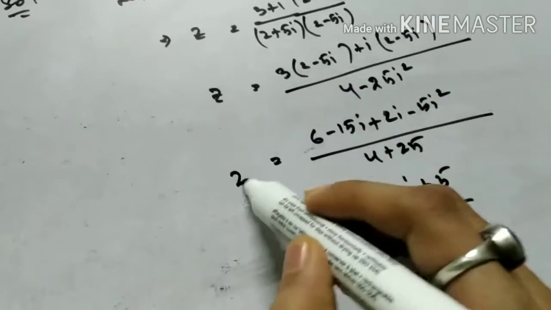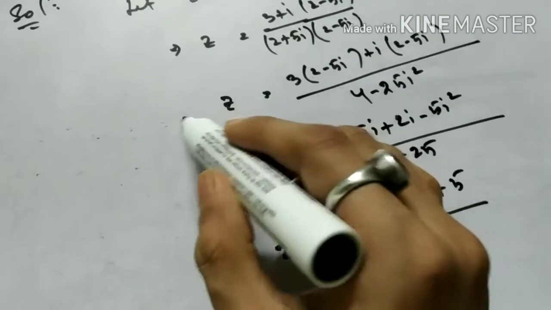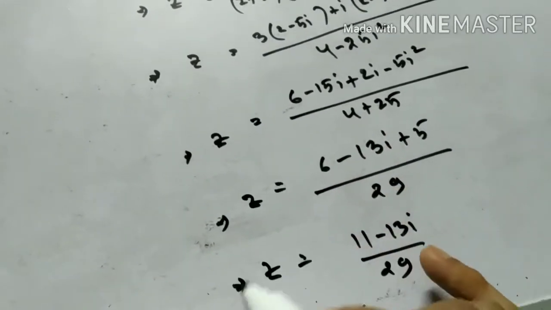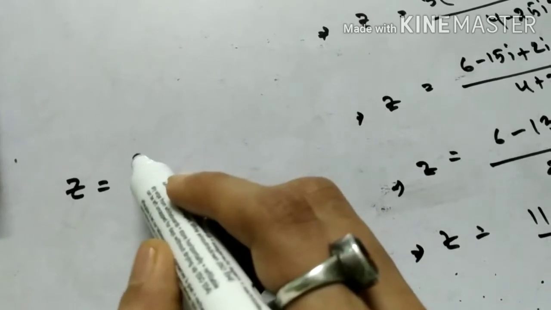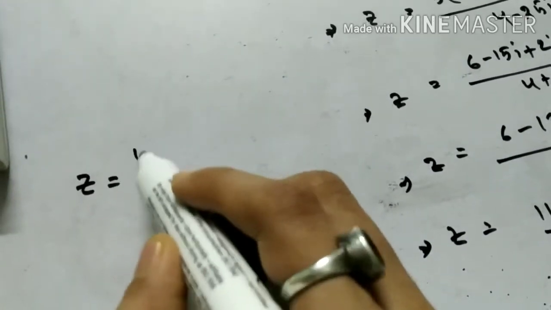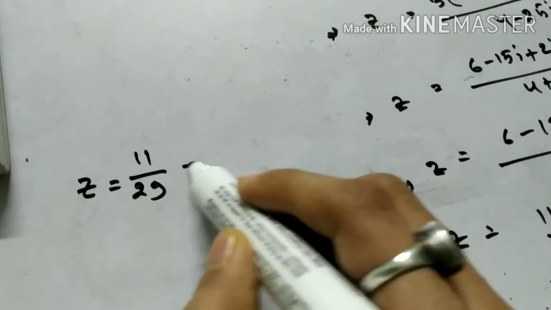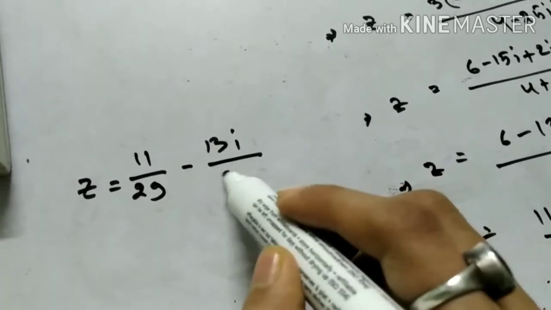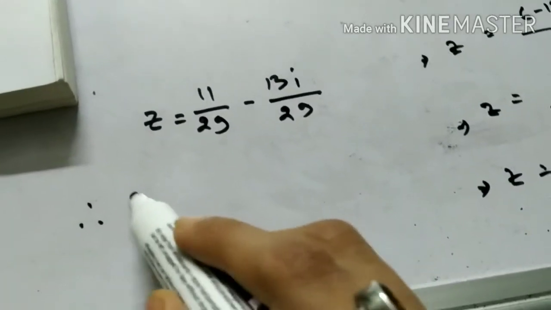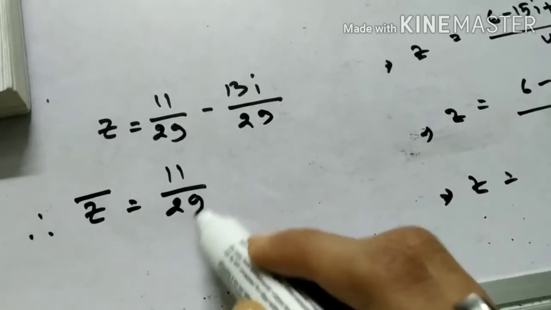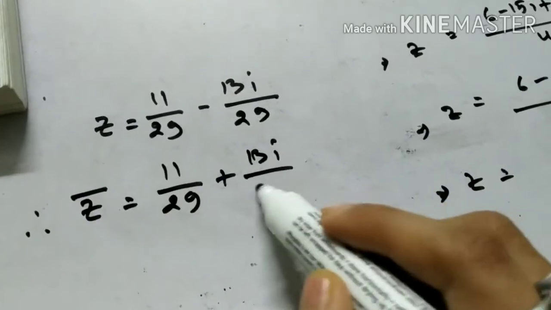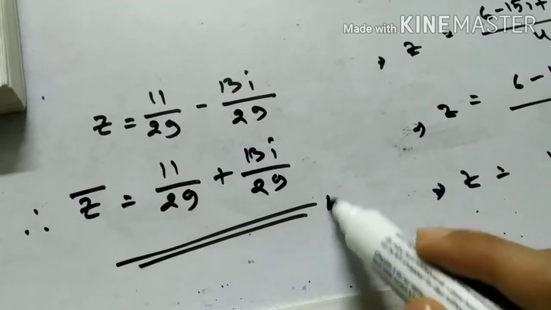So z. Let me write this in a plus ib form. So z is equal to 11 by 29 minus 13i by 29. Therefore z bar, which is the conjugate of z, becomes 11 by 29 plus 13i by 29. This is your answer.